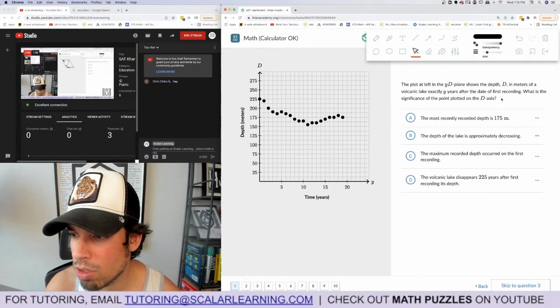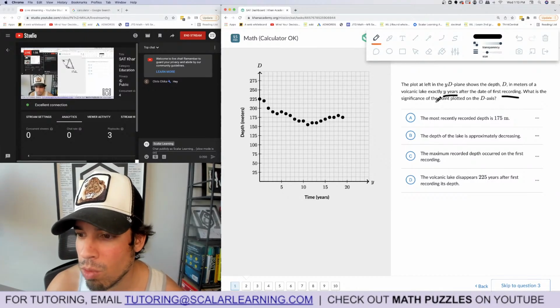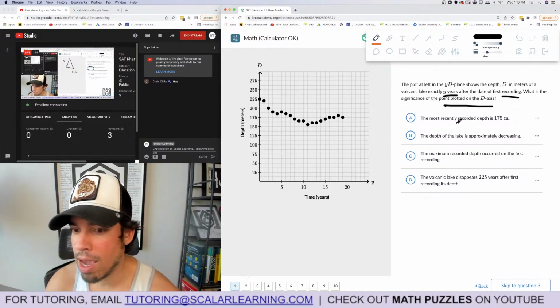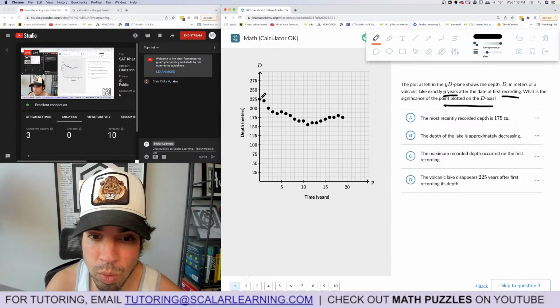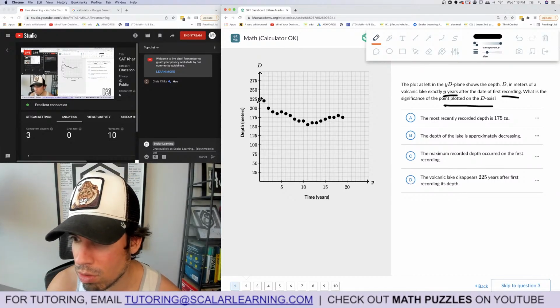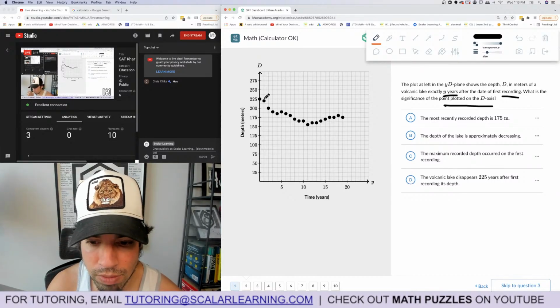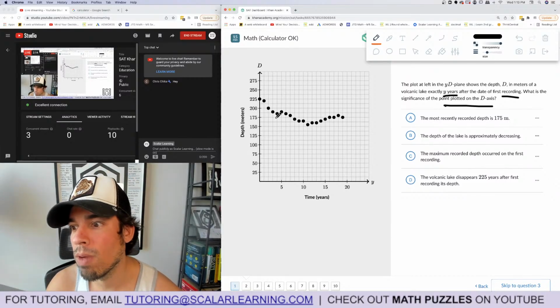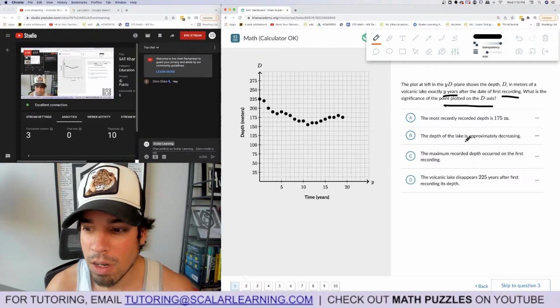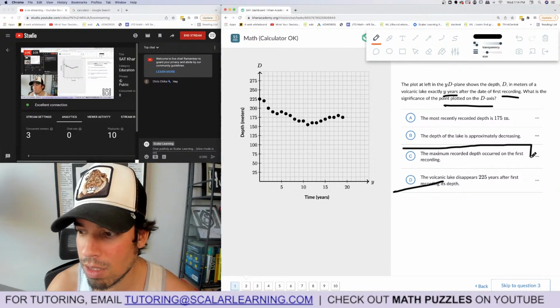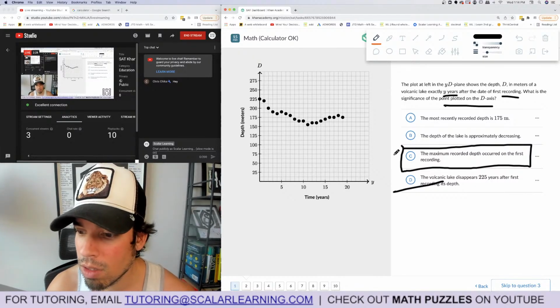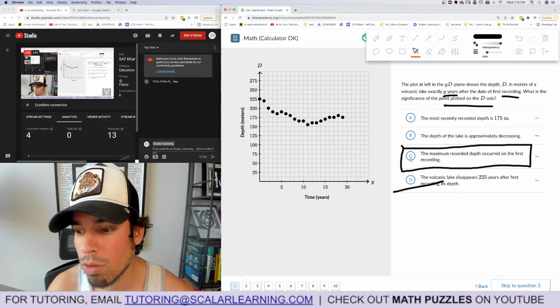The plot in the left, the t-d plane, shows the depth D, in meters, of a volcanic lake exactly t years after the date of the first recording. What is the significance of the point on the D axis? So the D axis is here. That's the depth. That means the depth was 225 at 0 years. What's the point plotted on the D axis? The depth was 225 at 0 years after the date of the first recording. So whatever. The maximum depth the volcanic lake disappears to, no, what? Okay, I mean, it is this. It just doesn't say anything about 225 being the max. It's the first recording. Yeah, so we're good there.